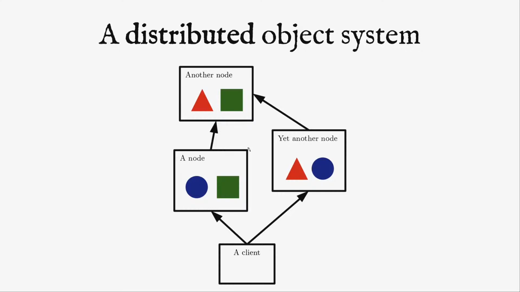If one of these nodes were to go down, such as this one, then we would still be able to access the resources represented by these shapes. This one still has the red triangle, this one still has the circle, and this one still has the square.